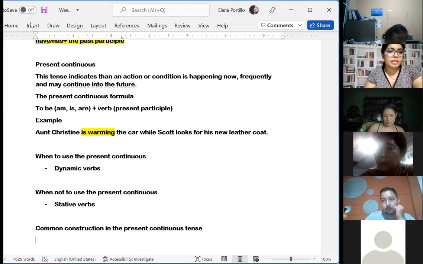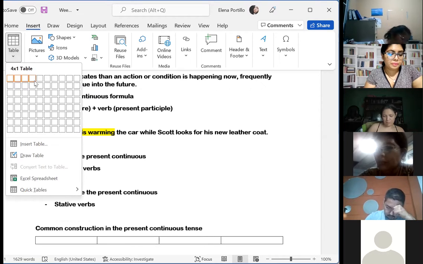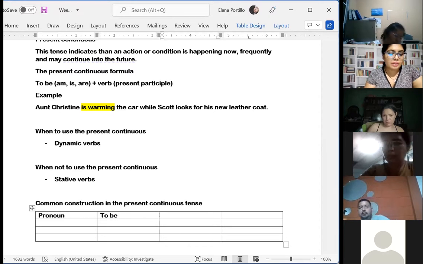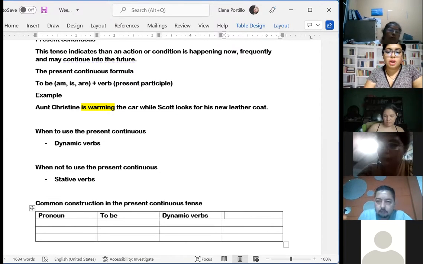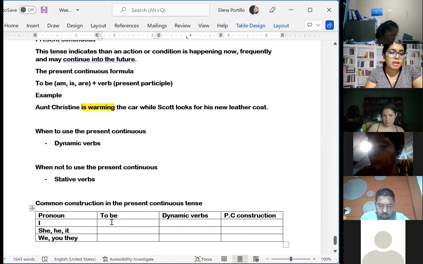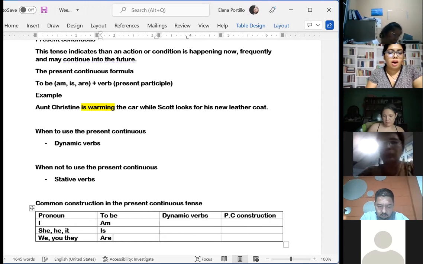So we have here, we are going to do it like this: 1, 2, 3, and 4. We have the pronoun, because we are going to use it at the beginning of the sentence. Then we have the verb to be. Then we have the common dynamic verbs, and we have the present continuous construction. Using those elements, we have I, she, he, and it; we, you, and they. So we have here the structure for the verb to be: am, is, and are.